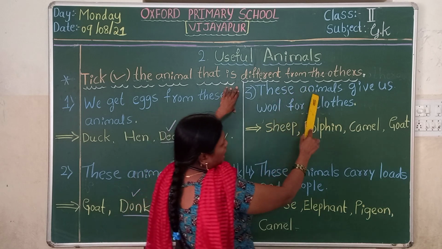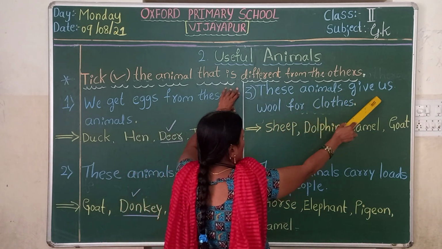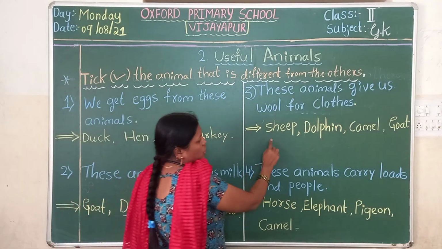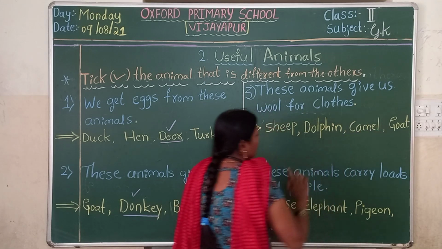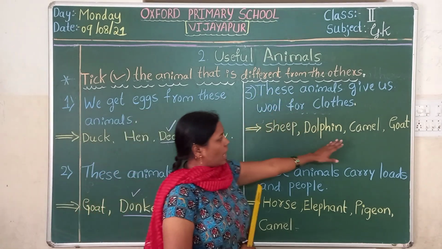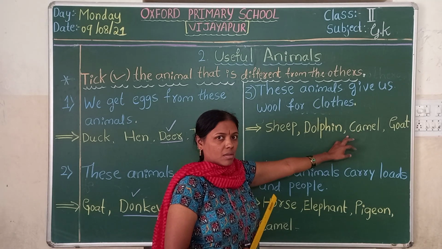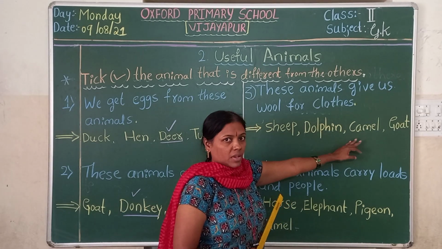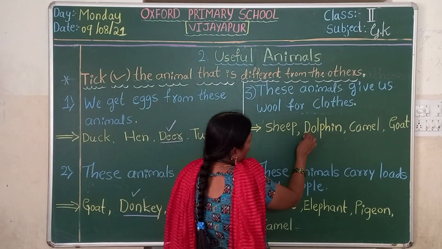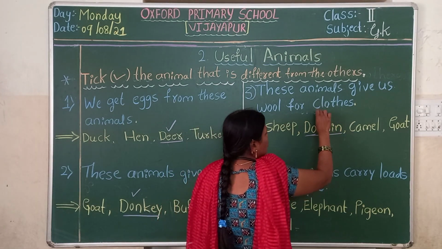Third is what? These animals give us wool for clothes. See, here also they have given 4 animals. What are those? Sheep, dolphin, camel, and goat. Sheep will give us milk, give us wool, and camel skin we also use for many purposes. Right. So goat also gives us wool. So sheep, camel, and goat give us wool, and dolphin is a water animal, and this animal will not give wool. So we have to underline it and also tick it.